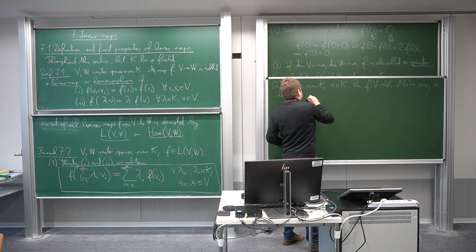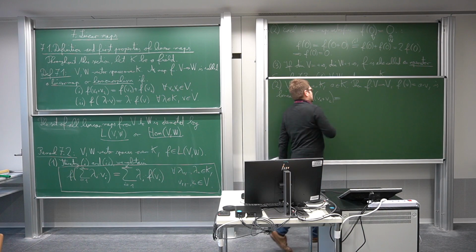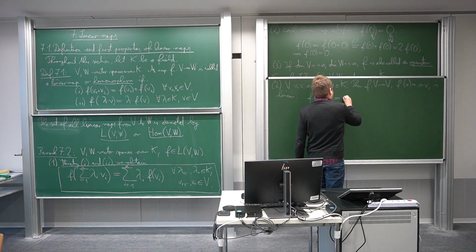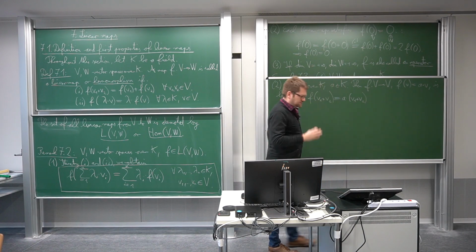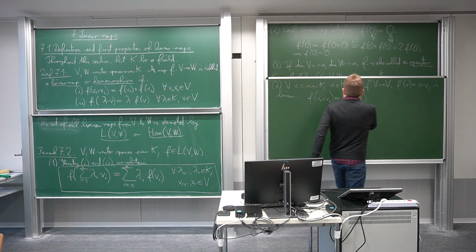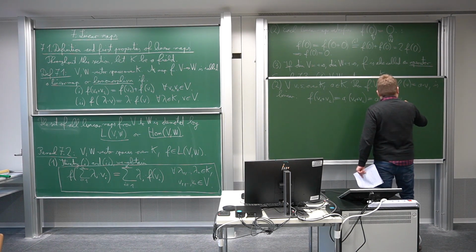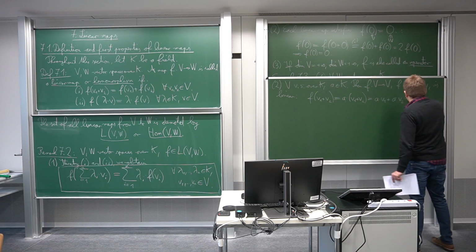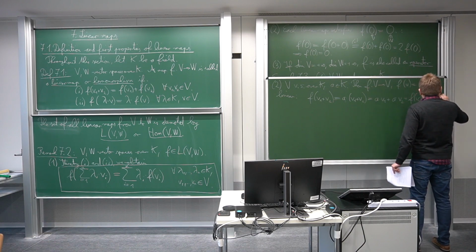So if we have the sum of two vectors, f of v1 plus v2, this is just by definition a times the sum of v1 and v2, but this is the definition of a vector space. We have this distributivity property. So the scalar multiplication is distributive with respect to the sum, meaning that this is the same as a times v1 plus a times v2, and this is by definition just f of v1 plus f of v2.